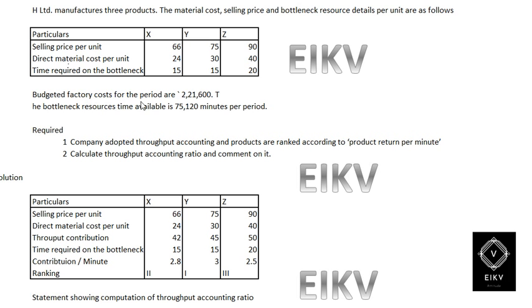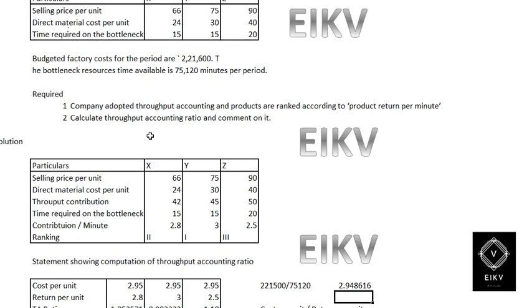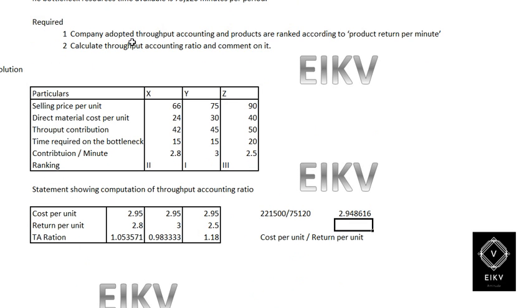And the budgeted factory cost for the period is 2,21,600. The bottleneck resources time available is 75,120 minutes per period. The requirement is that the company adopted throughput accounting and products are ranked according to the product return per unit. So we need to find the product return per unit using throughput accounting, and also, second part, calculate the throughput accounting ratios and comment on it. So I'm directly going for the solution.